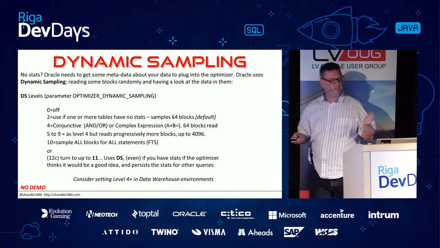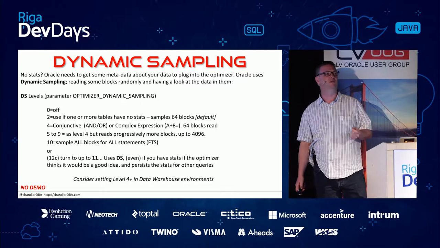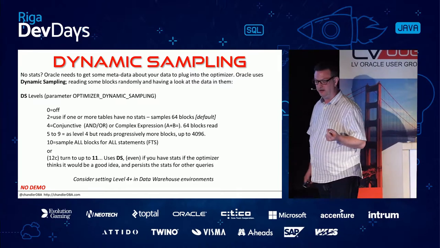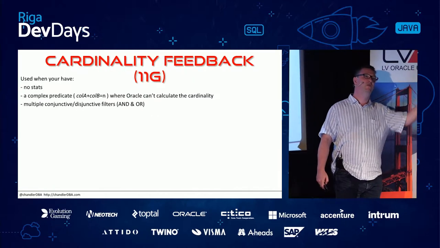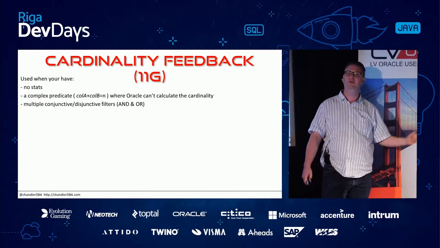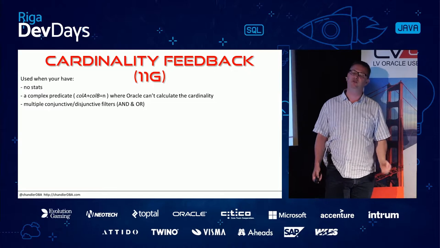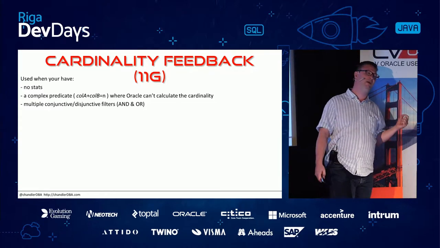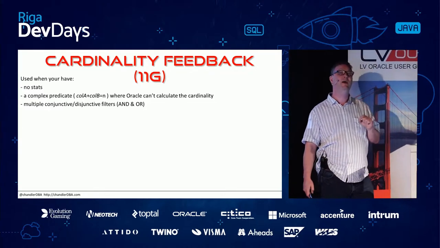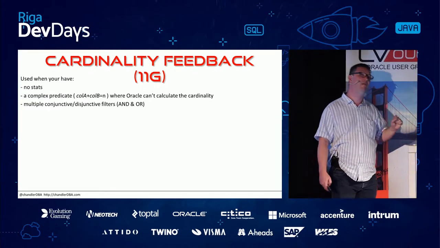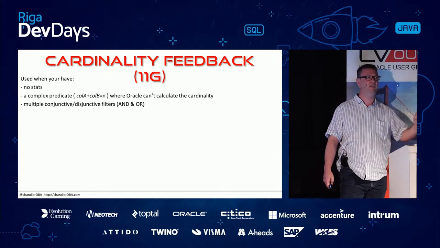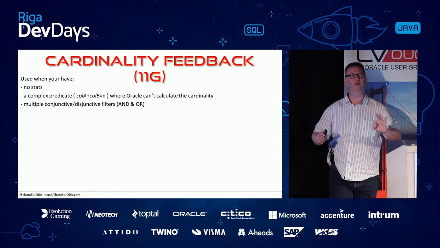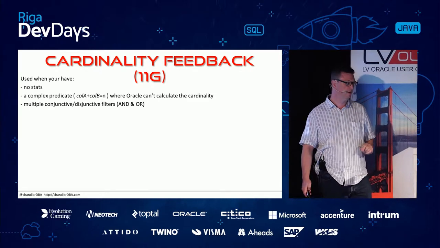And then we can set it to 10, where it's going to sample all blocks for all statements in a full table scan. Now, that may seem a bit crazy. You're going to do a full table scan end-to-end of a table just to work out the best way to access your data. And in an OLTP system, that is crazy. But in a data warehouse, it actually might be a very good idea, because you might want incredibly accurate statistics for a very complex join. This might be the best way to go.